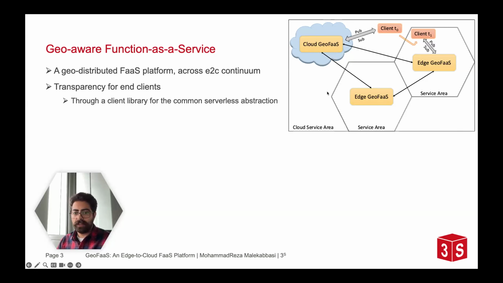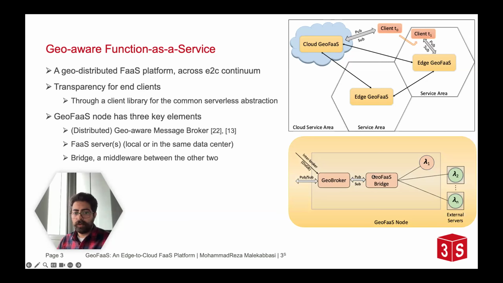GeoFaaS provides the same serverless abstractions through a client library under the hood. The client library simply needs to publish the client's requests on a function topic. In the beginning, the client can connect to any GeoFaaS node and send its request. Next, the system will execute the function on the closest FaaS resource available and pass the client to the responsible node for further requests.